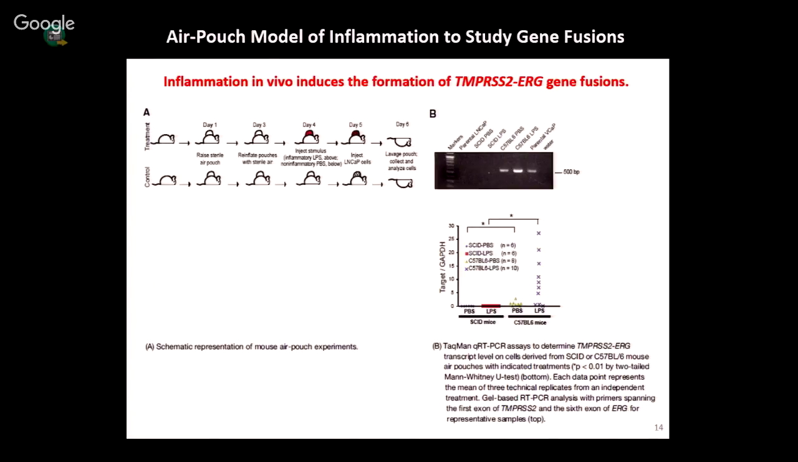They did not observe TMPRSS2-ERG gene fusion transcript in LNCaP cells recovered from the air pouches of SCID mice with or without LPS treatment. But TMPRSS2-ERG gene fusions were observed in LNCaP cells injected into the air pouch of B6 mice, the levels of which were further accentuated upon treatment with LPS. This result suggests that, analogous to their in vitro data, inflammation in vivo induced the formation of TMPRSS2-ERG gene fusions.